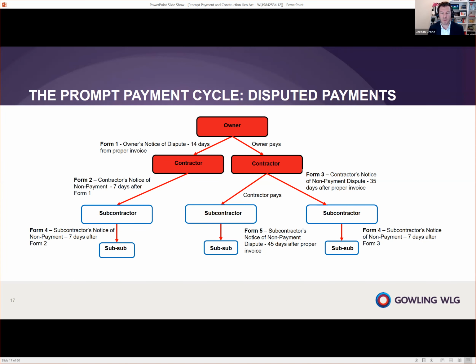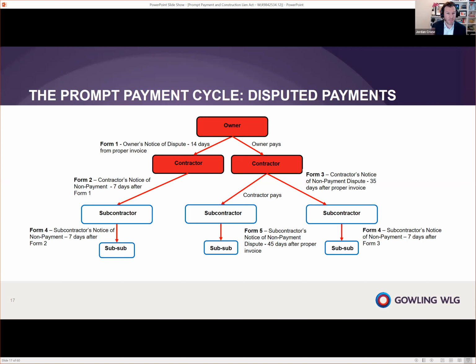Now, if the contractor pays the subcontractor in full, the subcontractor themselves, just like the contractor, has the ability to tell one of their subs, hey, you're not going to get paid for all or a part of your invoice. And in that instance, they're going to use Form 5. Okay, so effectively, it's the same thing as a Form 1, Form 3, and Form 5.